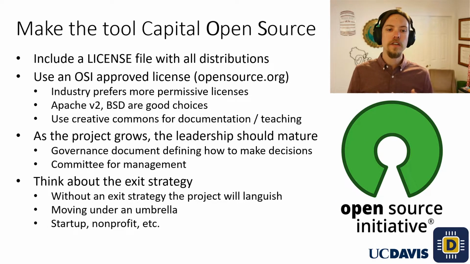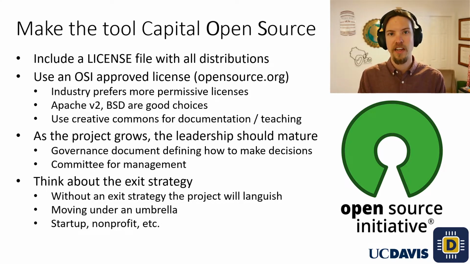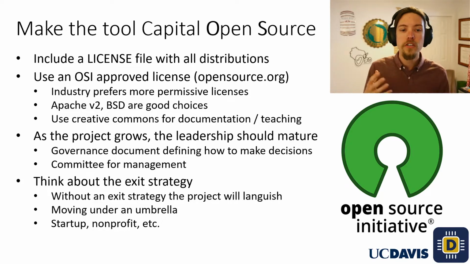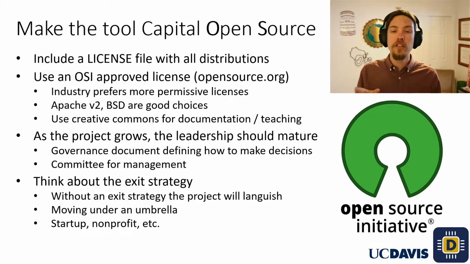All right, so first, it's really important to make the tool capital O, capital S, open source. And so what does this mean? This means including a license file with all distributions. So by providing a license file, you allow the people who are using your code to know what they're allowed to do with it. And this is particularly important for having impact in industry. So you should use an OSI approved license. And specifically, I would encourage you to use a more permissive license. Especially in industry, this is important.